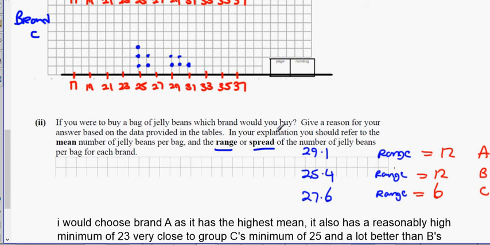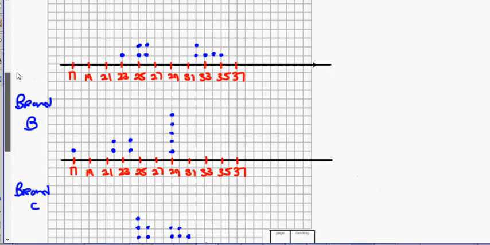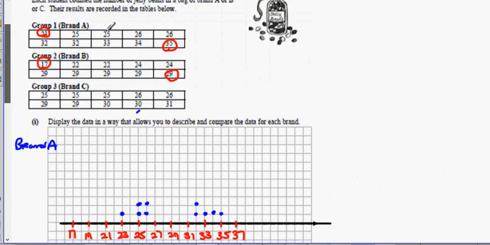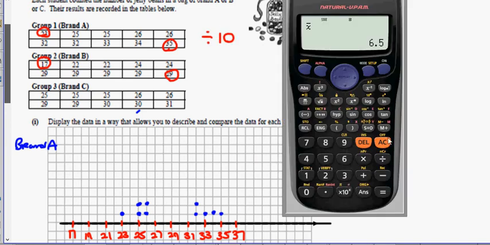Alright, here's what I did. I got the mean of brand A. How did I get the mean of brand A? Can anybody tell me? I added them all up together and divided by the number of packets. Add all 10 numbers together and divide by 10. Do you understand? You can also do it by calculator if you want. So I'll do the first one by calculator.